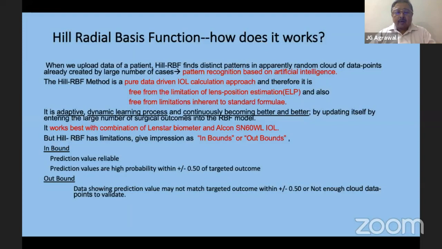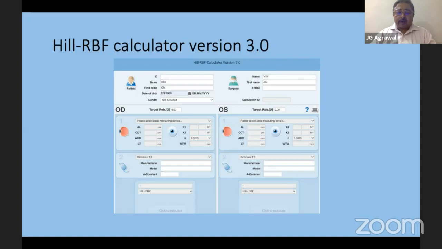But Hill RBF has a limitation. It gives impressions as inbound and outbound. Inbounds are those where the prediction value is reliable, with high probability within 0.5 of the target outcome. But when it is outbound, the prediction value may not match the target outcome within 0.5 or there are not enough data points to validate. This is the interface of the Hill RBF calculator version 3.